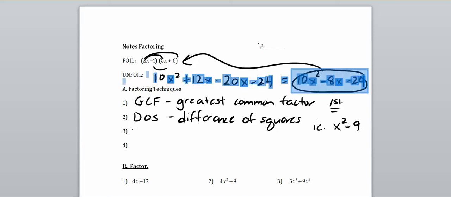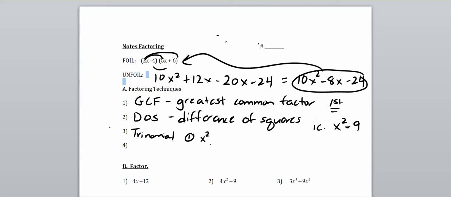The third technique will be what we'll use for any trinomial. Trinomials have 3 terms. Okay, if it has an x squared, so like a 1 is a coefficient, we're going to do the multiply add method, which I'll explain in a minute. And if there's a number in front of the trinomial, so a number x squared, we're going to use the guess and check method.